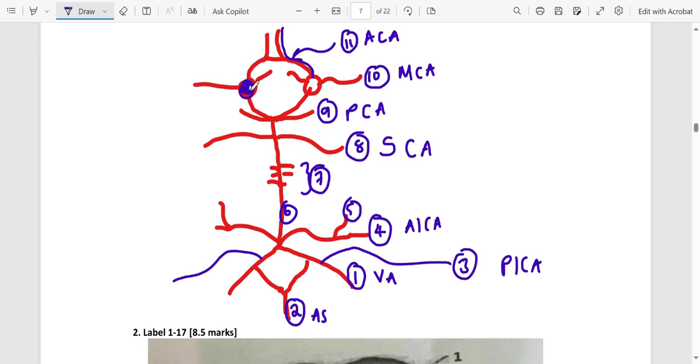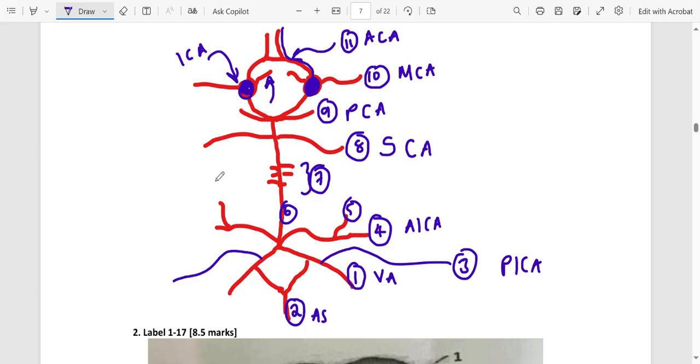And then these guys are coming from this structure. What is this structure here? This is the internal what? The internal carotid artery. Coming from the common carotid. And then this one that is going inside is going to supply the eye. So we call it the ophthalmic artery.